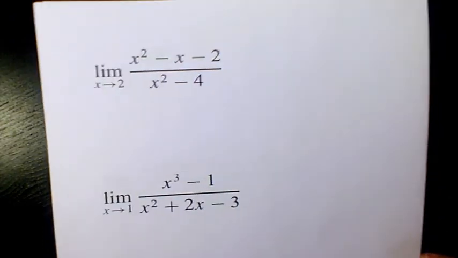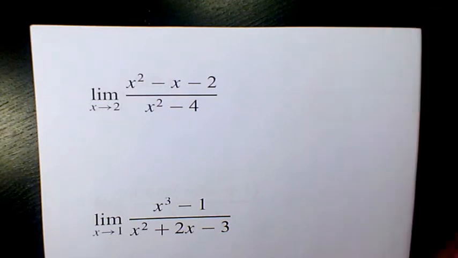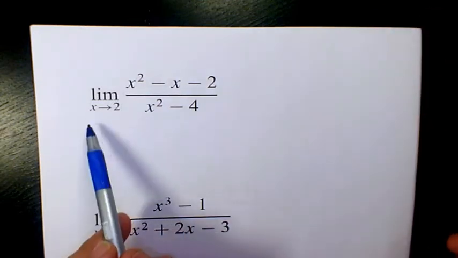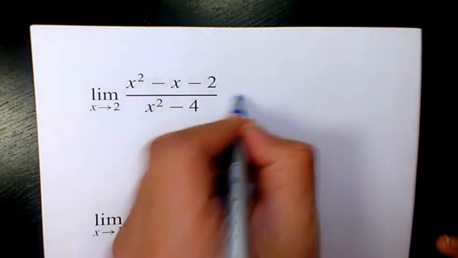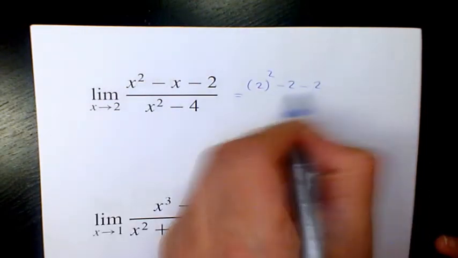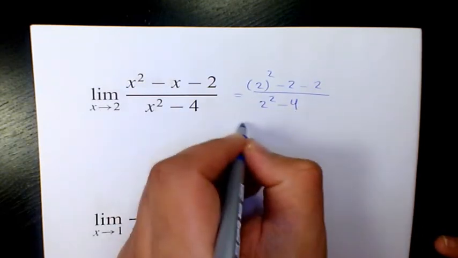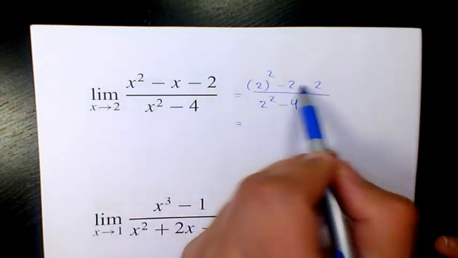Next example. The limit of x squared minus x minus 2 divided by x squared minus 4 when x approaches 2. It's going to be 2 squared minus 2 divided by 2 squared minus 4. That's going to be 4 minus 2 minus 2, 0.